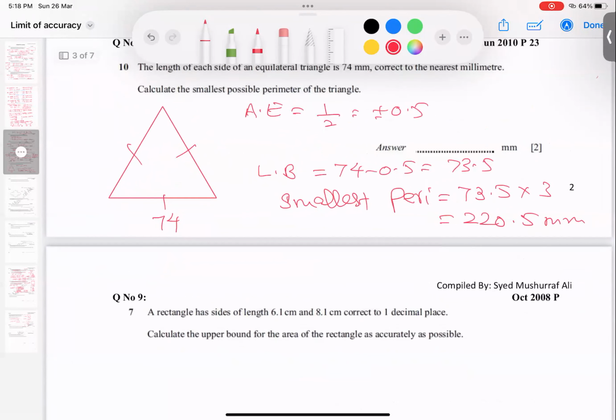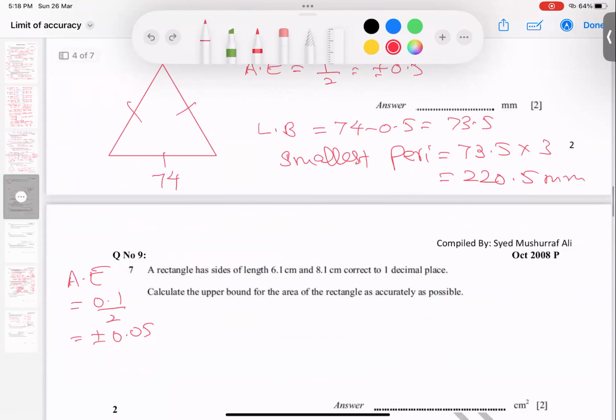The other question is, what is the absolute error here? He said 1 dp. So how to get 1 dp? You know it very well, students. Absolute error is 0.1 divided by 2. I got plus and minus 0.05. And he is asking for the upper bound of the area of the rectangle as possible. Upper bound is what this is asking.